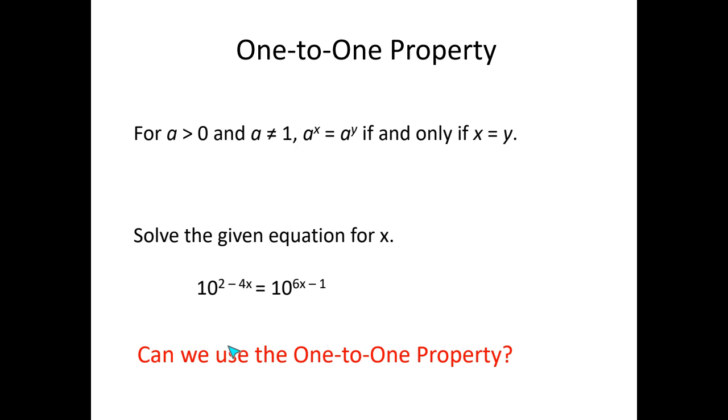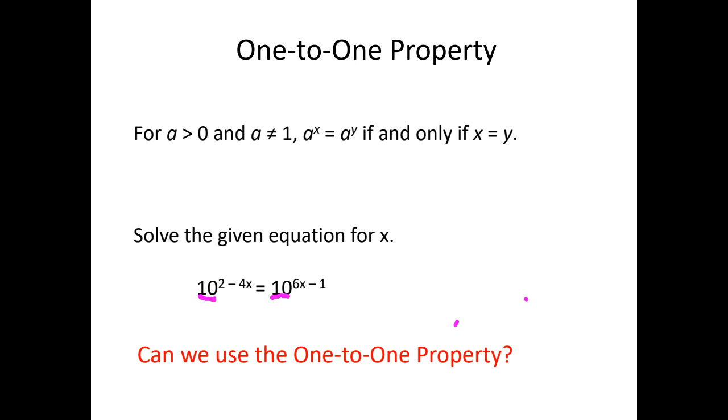Can we use the one-to-one property? So the first thing you want to check is to ask yourself, is the base, that's the number that has the exponent, the same? And as we can see here, they are the same. And we don't have anything else with them, okay?